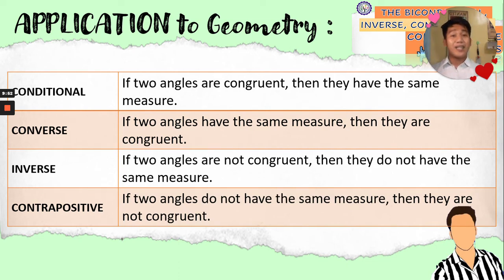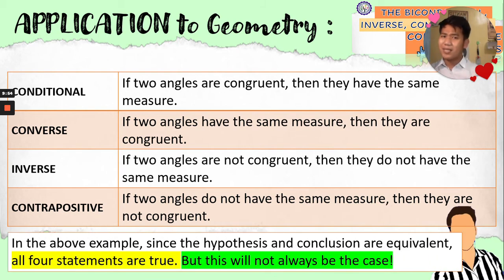Okay? Take note. In the above example, since the hypothesis and conclusion are equivalent, all four statements are true. From conditional, converse, inverse, to contrapositive, they are all true this time. But this will not always be the case. Let's look for the next example.